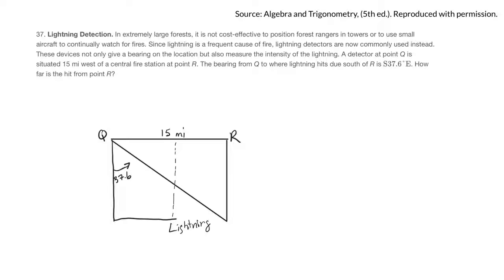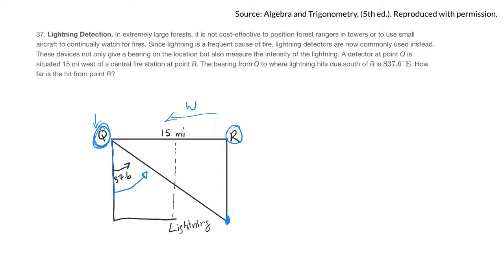Lastly, they've got a lightning detection. So they say a detector point Q is situated 15 miles west of point R. Got it. So west is going left, that's right. Then they say the bearing from Q to where the lightning hits, due south of R, so that's right there, that's due south, is 37.6 degrees south, 37.6 degrees east. So they're saying go south and then bend over a bit, and that angle will be 37.6.